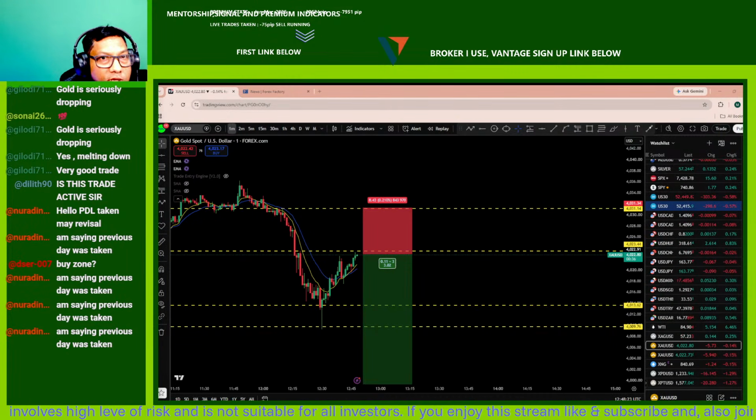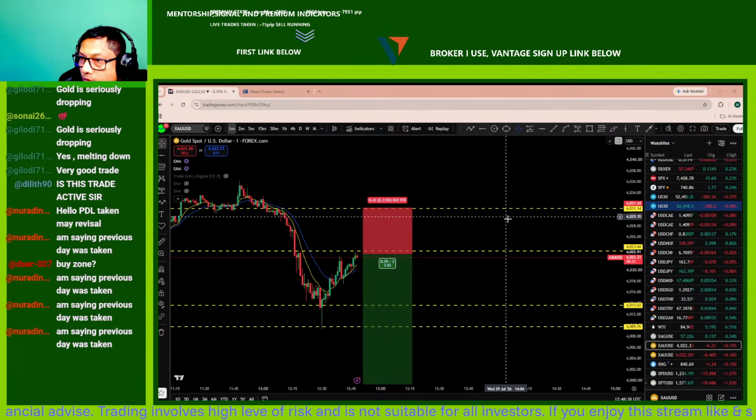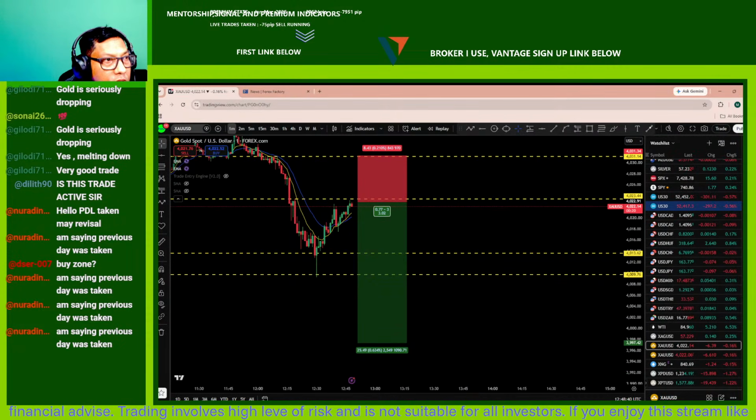So I'm opening sell here. Stop loss placing at 4031.34. And TP target will be setting very tight TP. Very tight stop loss. TP target will be setting at 3997.42.